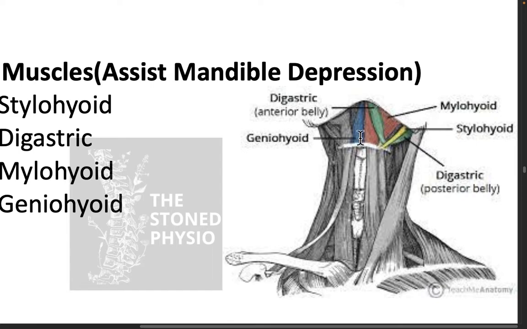Clear till here? At least we have an idea about these muscles. We have 4 suprahyoid muscles. Likewise, we have 4 infrahyoid muscles as well.